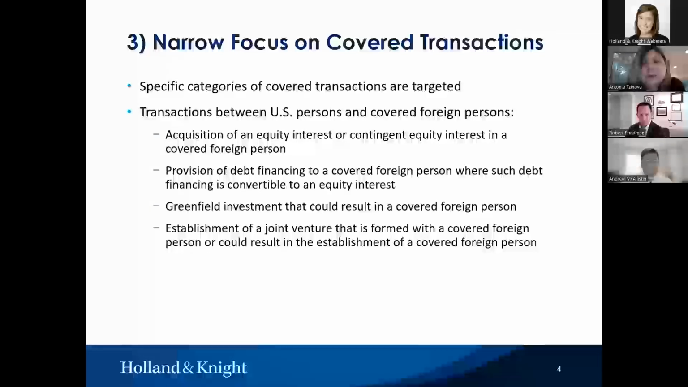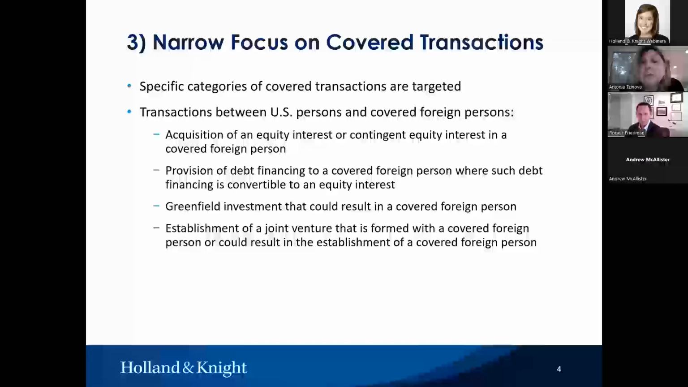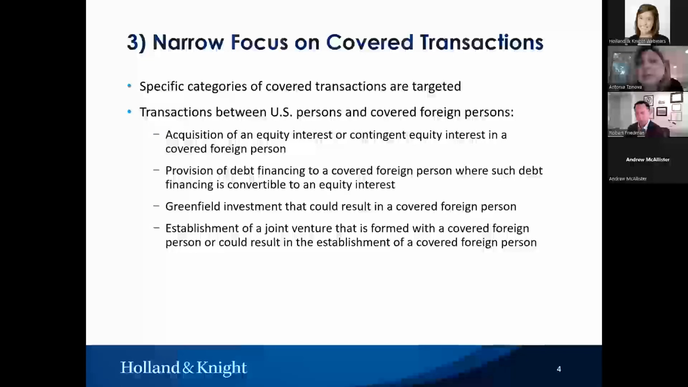So just to touch on the big picture of what transactions will be covered by the executive order and expected regulations. We have termed this a relatively limited set of transactions, and these are in the line of acquisition of an equity interest, contingent equity interest, some sort of debt financing that's convertible, or pure debt. We'll see how it's framed in the regulations. Certain greenfield investments, establishing of joint ventures.